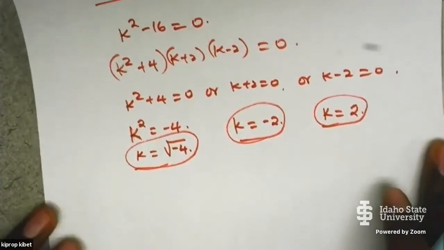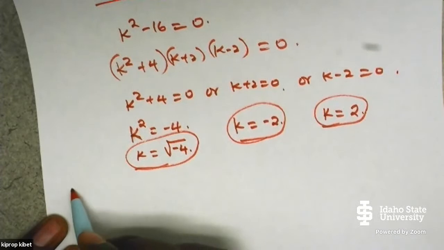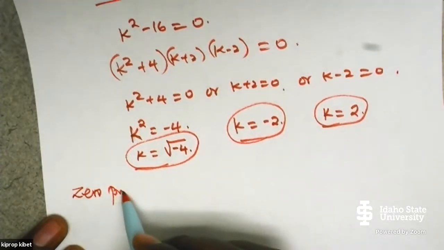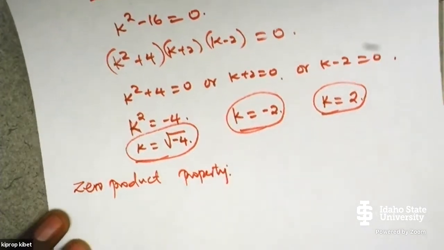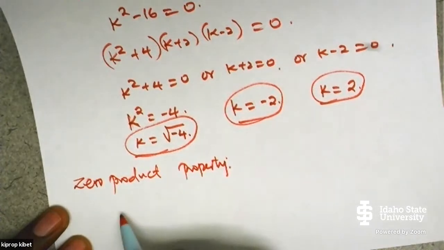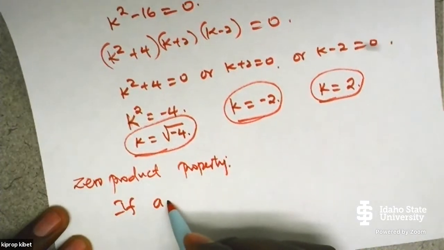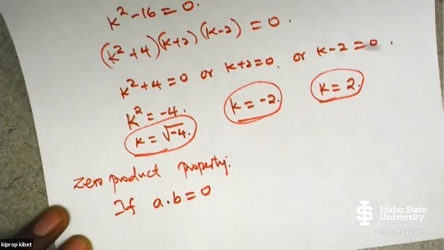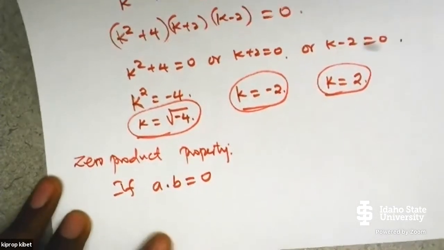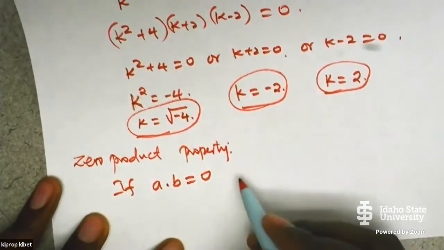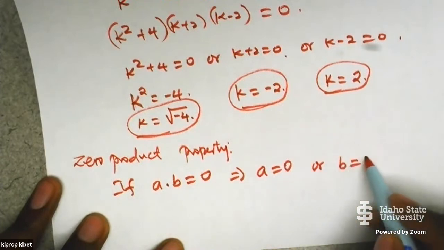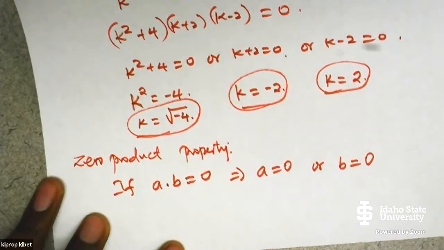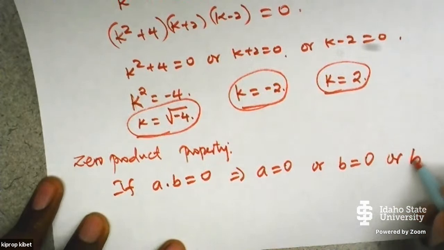Now, this brings us to what we call the zero product property. Where we say if A multiplied by B equals 0, then A is equal to 0 or B is equal to 0. A is equal to 0 or B is equal to 0 or both.